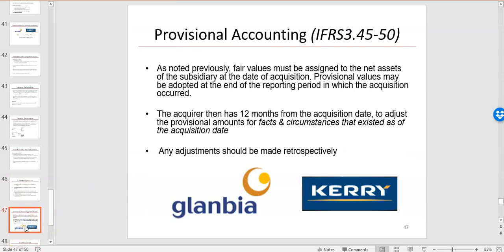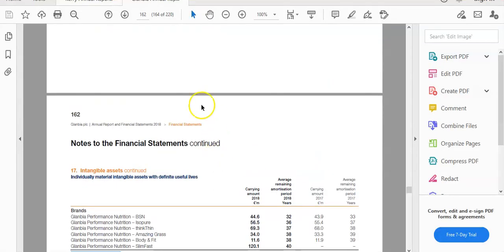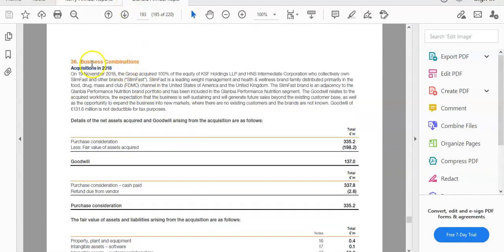IFRS 3 also allows a very practical consideration. The difficulty with some of these acquisitions is they may happen very close to the year end. And what can happen then is, for example, if you look at the example of SlimFast, they acquired that on the 19th of November. So that's very close to the year end.